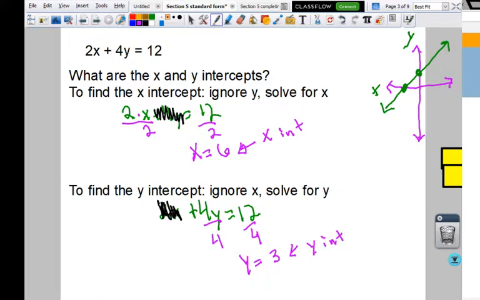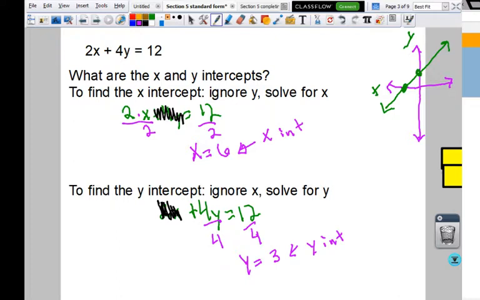What's the point of writing the x if you're just going to ignore it? Just so I can show you crossing it out. So when you go to do these, if you just want to write 2x equals 12, 4y equals 12, that's fine. I just wanted to show you that I was crossing it out.